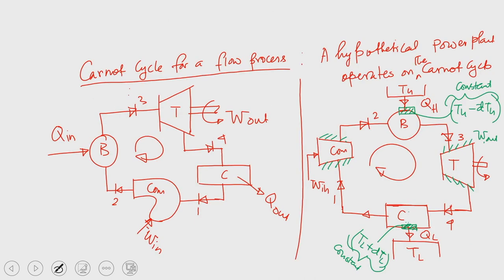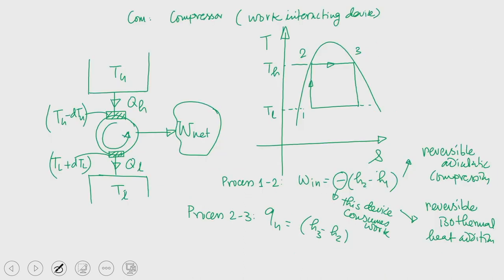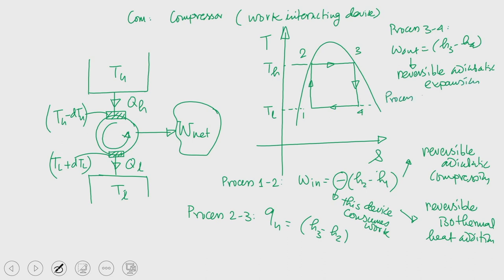So, 3 to 4 is again, you can understand that is an expansion process, but it takes place reversibly because the process is very slow, but there is no heat interaction between the device and the surroundings. So, it is again a work producing device, and we can map this process 3 to 4. So, process 3 to 4, W out equal to H 3 minus H 4, and the process is reversible adiabatic expansion.